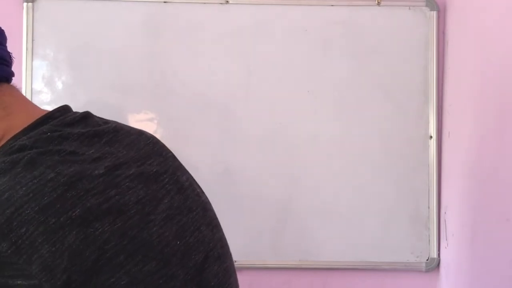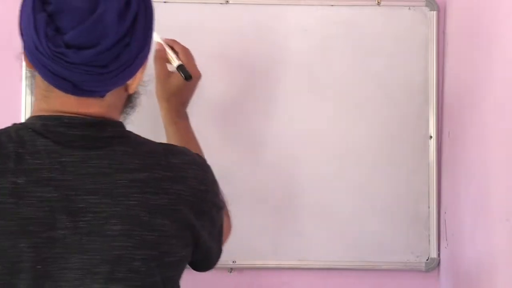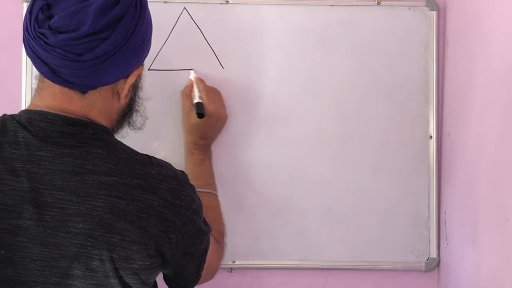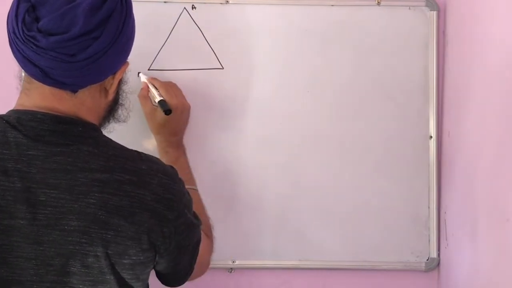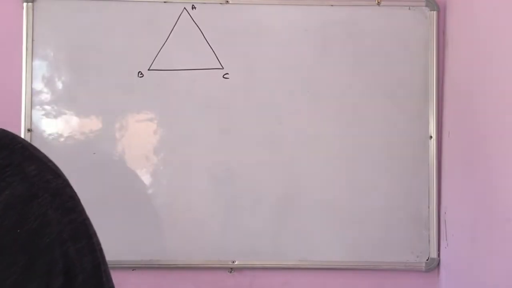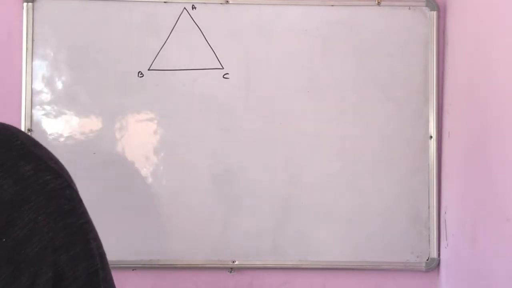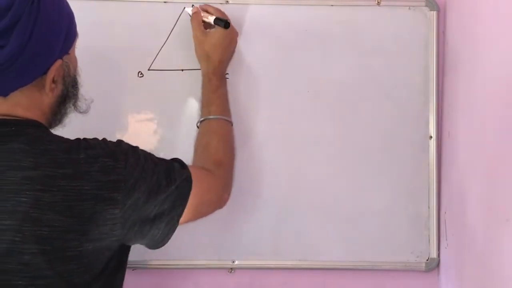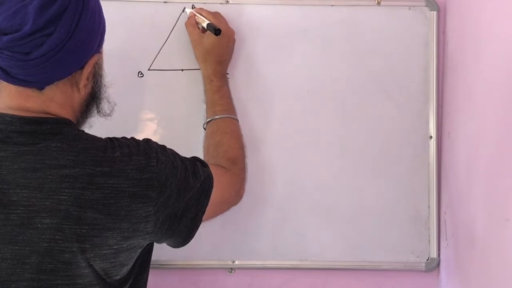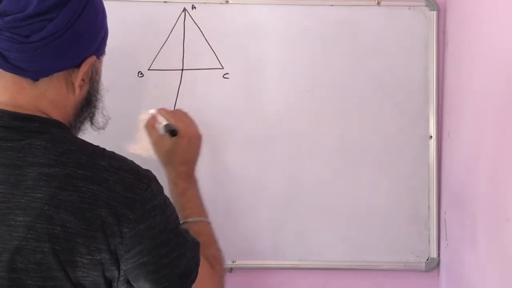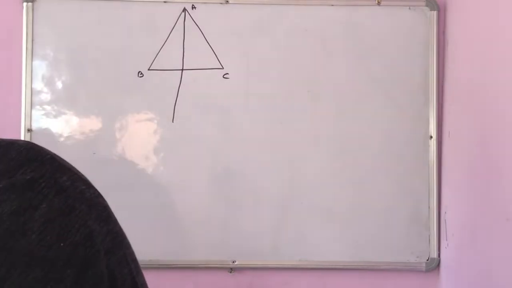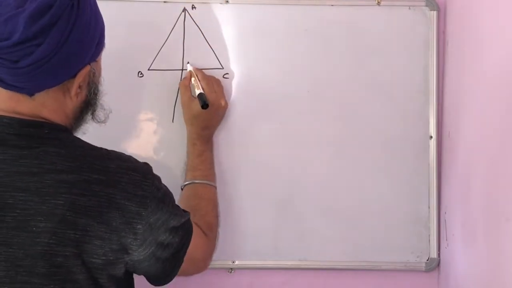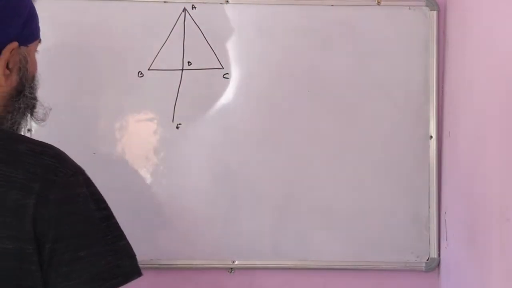In a triangle ABC, D is midpoint of BC. AD is produced up to E so that DE is equal to AD. So this AD and DE are equal.